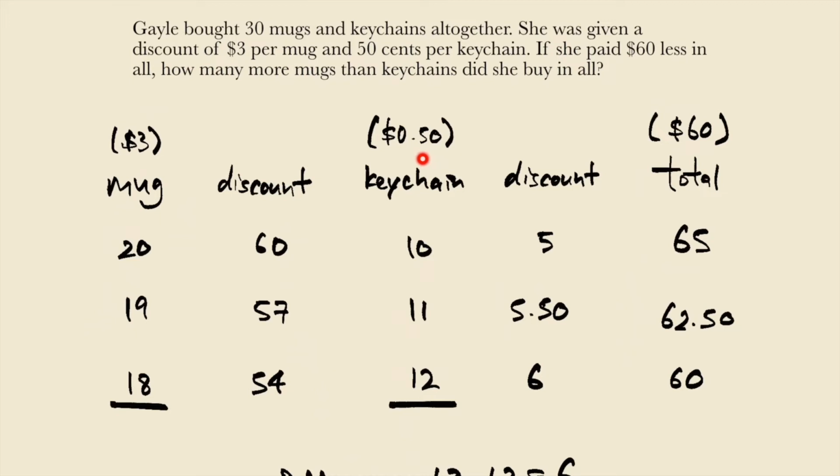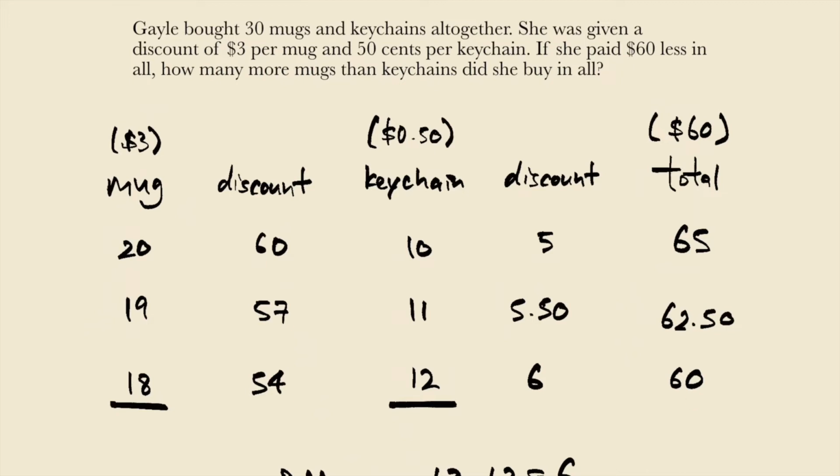Okay, let's go. We've got 30, right? So let's guess 20 and 10. Total discount is $65. Too much. Let's decrease the number of mugs by 1 and increase this. Total discount, $250 less. Okay, do it again. $250 less. So decrease by 1, increase by 1. We get $60 in discount.